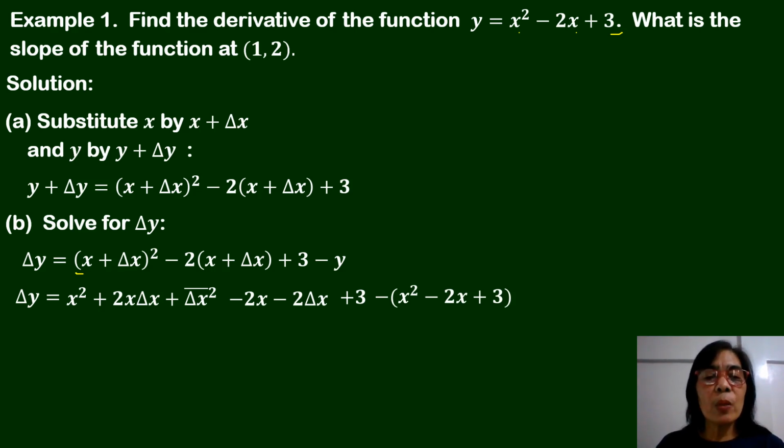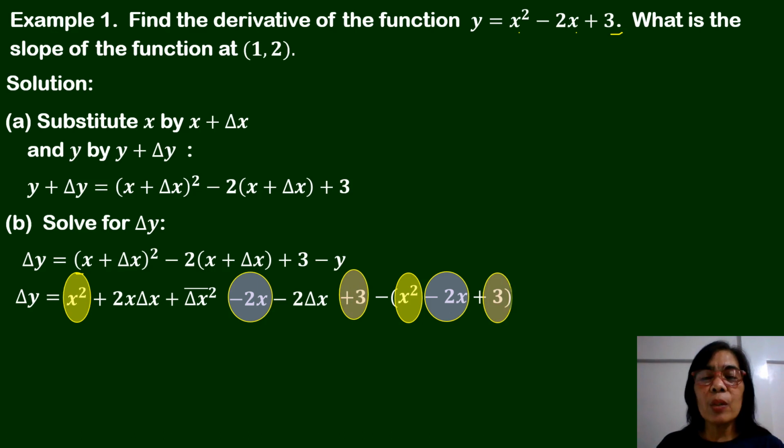So simplifying this one further, we could collect similar terms. Notice that x squared and the minus x squared cancel out. The minus 2x and the minus negative 2x cancel out in here. Plus 3 and minus 3 cancel out. And so what is left? We have delta y is equal to 2x delta x plus delta x squared minus 2 delta x.